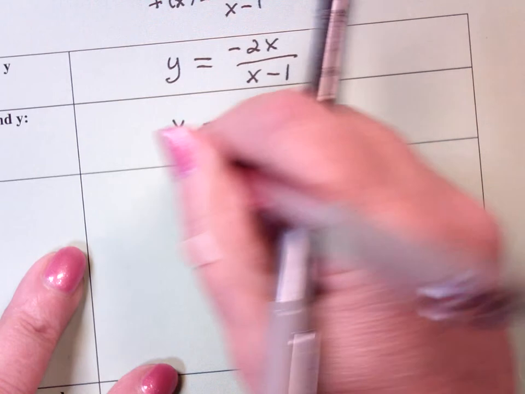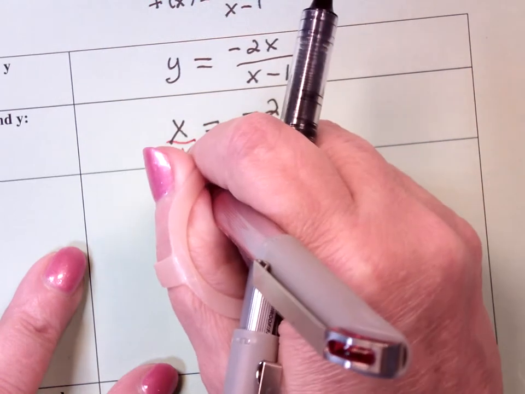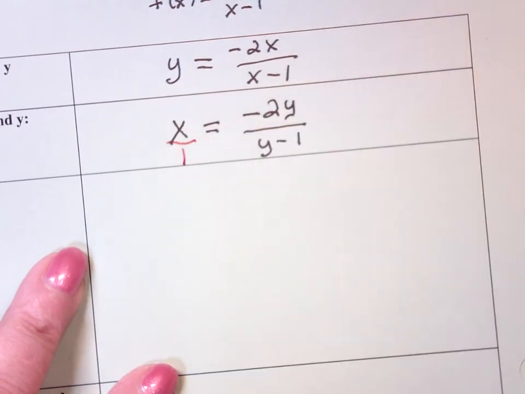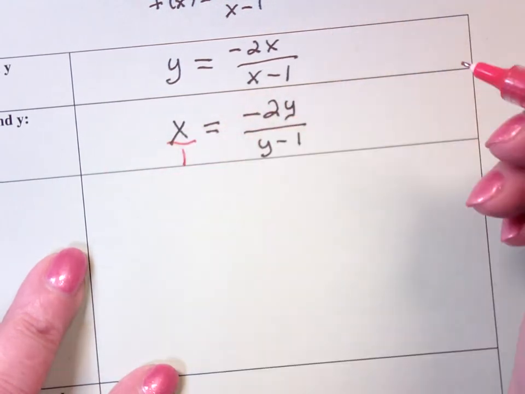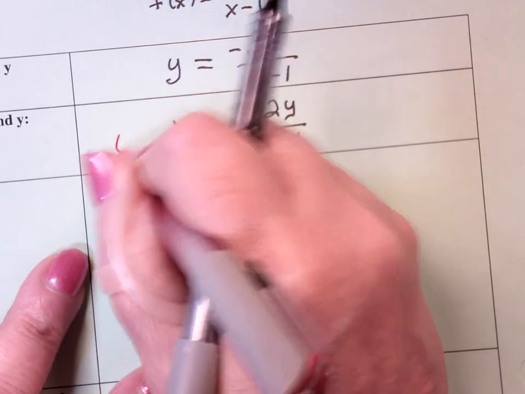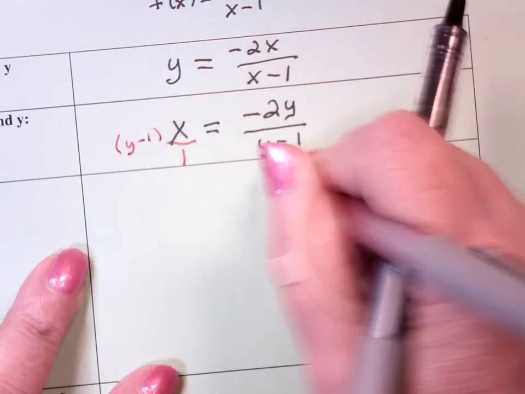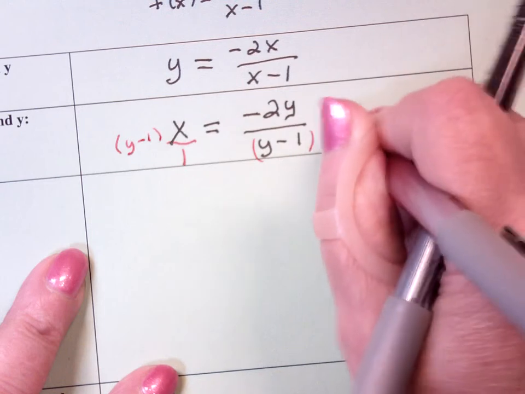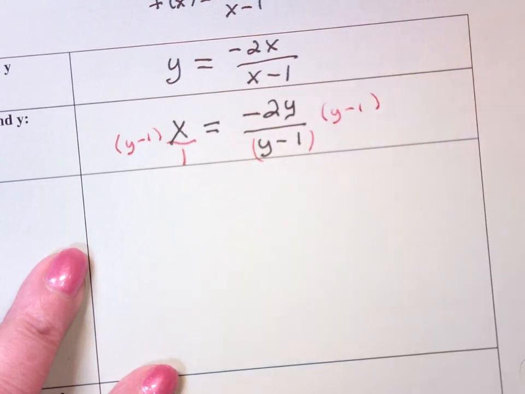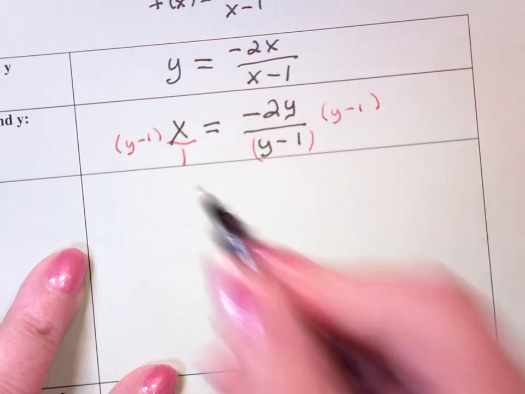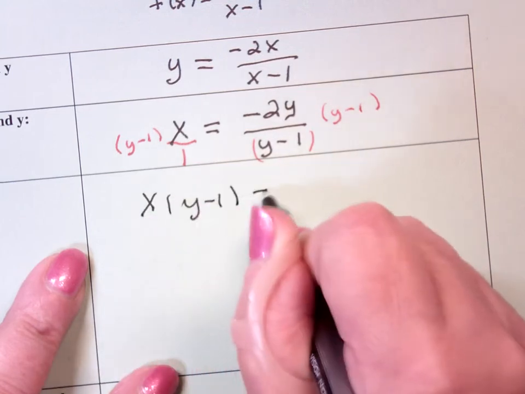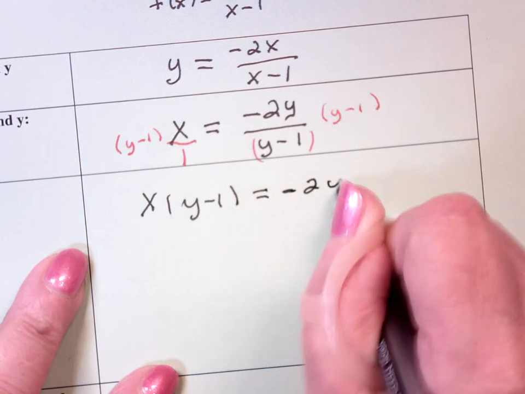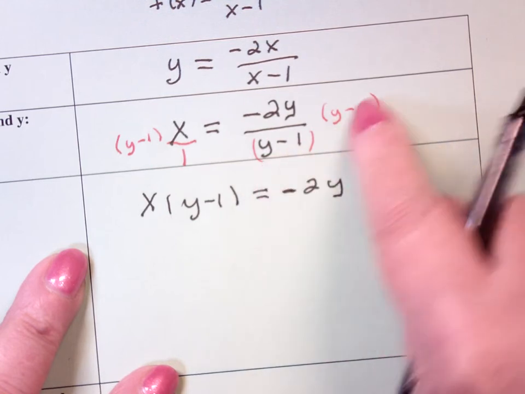Now remember, this is a rational equation. So the first thing I have to do is clear the denominator. You can either cross multiply, and some of you might be used to doing that, or multiply both sides by the LCD, which is y minus 1. So you get that x times y minus 1 equals negative 2y, because the y minus 1's cancel.